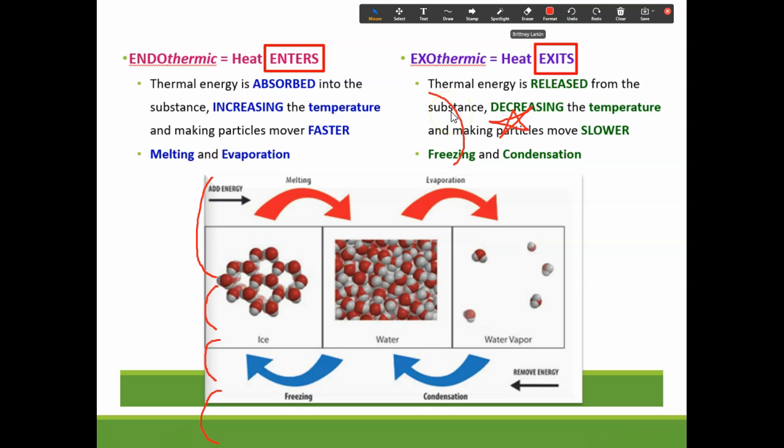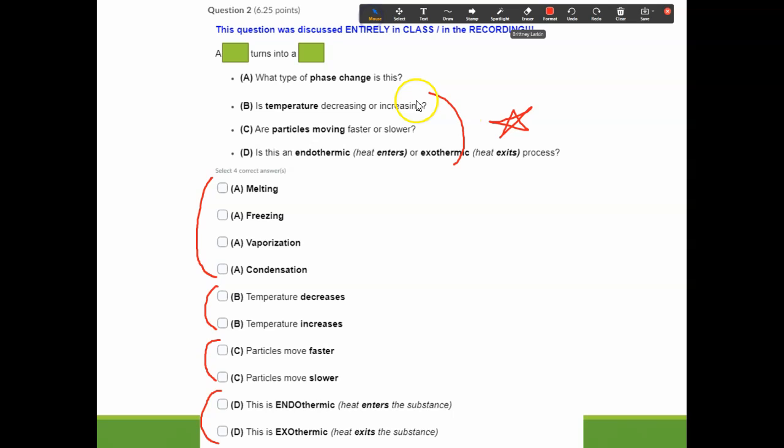Or is temperature decreasing? Right, temperature is decreasing, particles are getting slower, and in that case, do I need to lose energy? And heat has to exit, making it exothermic. All right, so that is going to be question number 2. Make sure you pause the video and continue playing when you're ready.